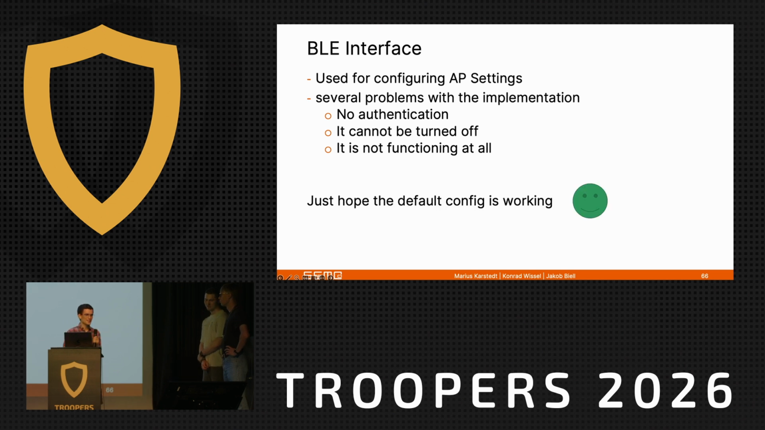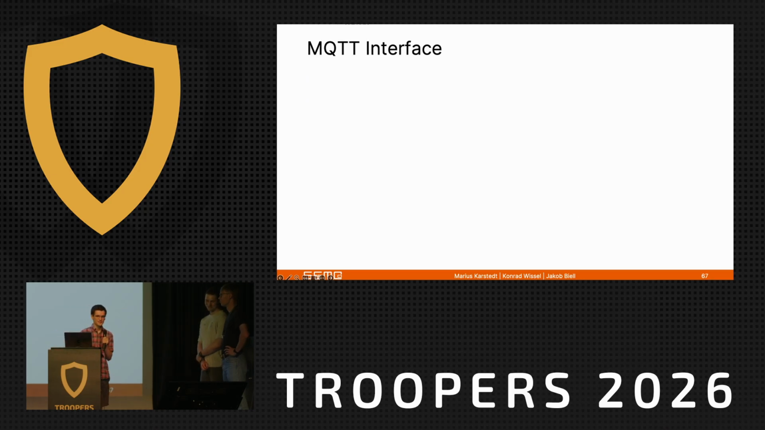Yeah, so we just have to hope that the default config is working and we can connect to it via MQTT. Otherwise, we would need to use our root shell to change the config. But I guess this wouldn't be the intended way. Yeah, so now let's look at the MQTT interface.